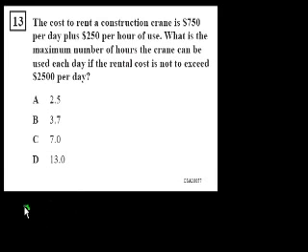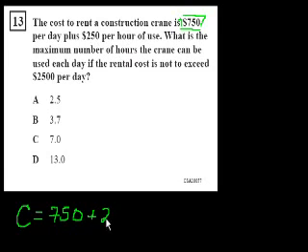Okay, so how much is the cost per day? The cost per day is equal to 750. No matter how little or much we use it, we have to pay that $750 per day. So it's equal to $750 plus 250 times the number of hours. This is what our total cost is per day.